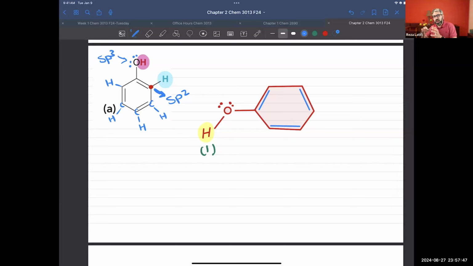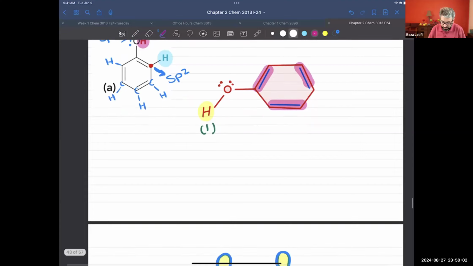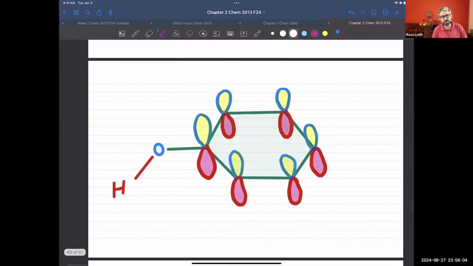Okay, now how about the ring? How do we get those pi bonds? We clearly have a sigma bond between two carbons, but then we also have 3 pi bonds. Now, this is the correct presentation of the ring. Your ring is completely flat. This is our ring. Okay, let's make it that way.